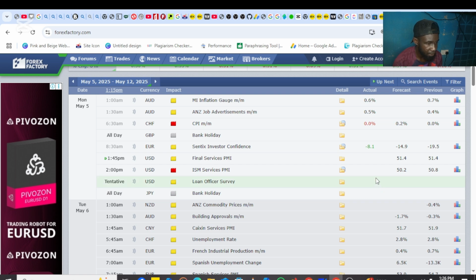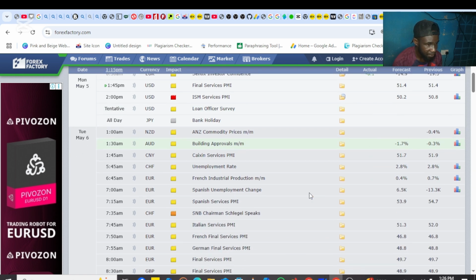If you scroll down, you can see Tuesday, which is 6 May. We have low impact, low impact, low impact. You see this gold color over here. This gold color means medium high impact.